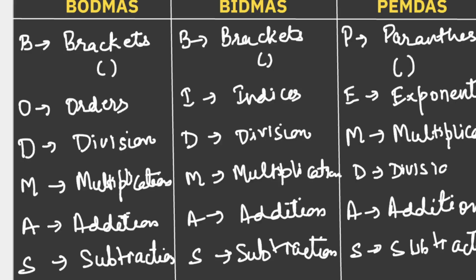So if addition is coming before subtraction, we will add first. If subtraction is coming before addition, then we will subtract first. And same goes for division and multiplication. They both have equal priority. So it does not say that always division will be performed before multiplication or multiplication will be performed before division. No, whichever comes first while reading the expression from left to right, that operation will be performed first, right?